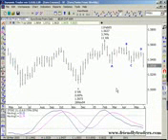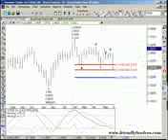Okay, now we're looking at Euro Swiss franc weekly data. As you can see, we have a potential ABCDE complex corrective decline unfolding off the February 2005 high. Let's go ahead and throw up some price targets.